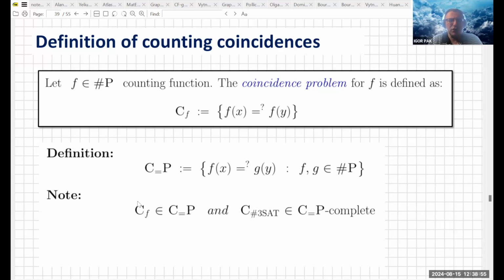And let me just mention that it follows from the general theory that every coincidence problem is in this class, just because you can take f equal to g. But it also follows from the general theory that if you're counting the number of solutions of Boolean formulas, so asking do these two Boolean formulas have the same number of solutions, that coincidence problem is complete in this C=P class.